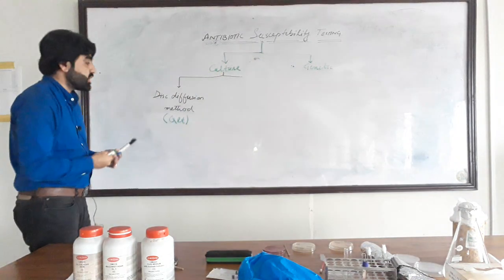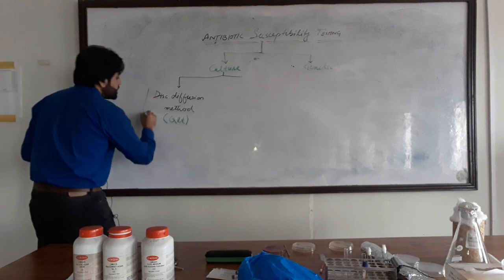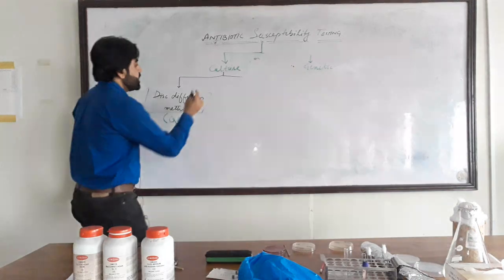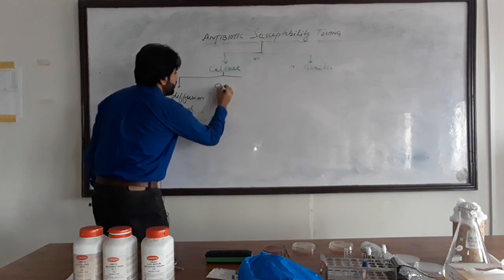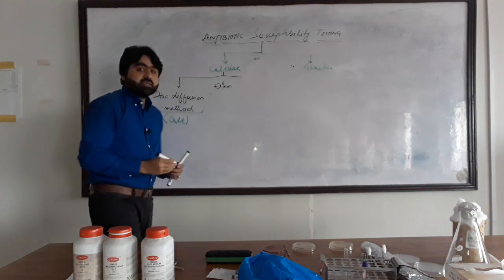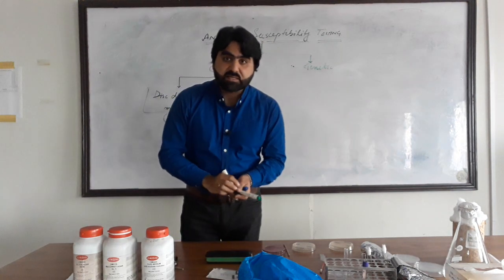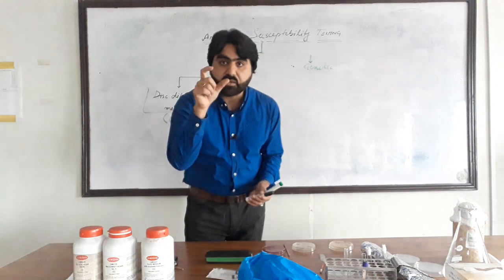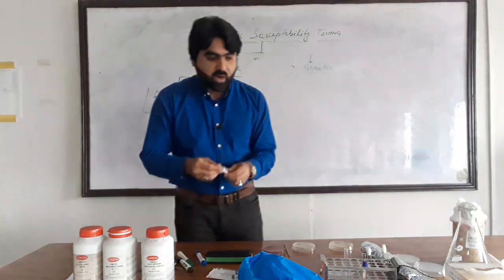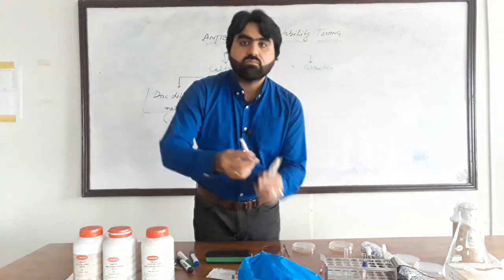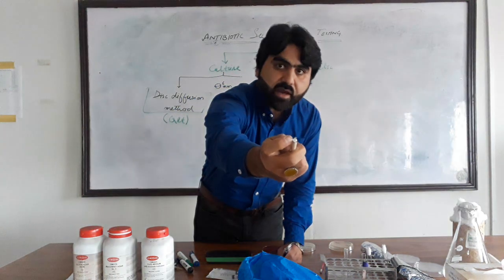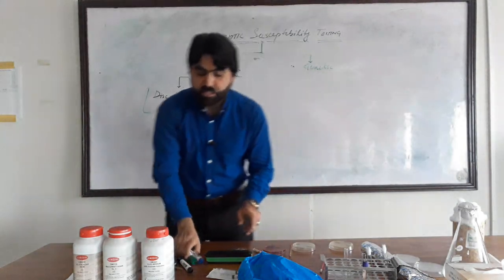Come to the disk diffusion method. In the disk diffusion method, we use small disks of antibiotic, 6 millimeter in diameter, and these discs are impregnated, or pre-soaked, with a known concentration of antibiotic. I can show you, here is a vial of antibiotic. Many of you have seen this vial, and this vial contains the antibiotic discs, which are 6 millimeter in diameter.